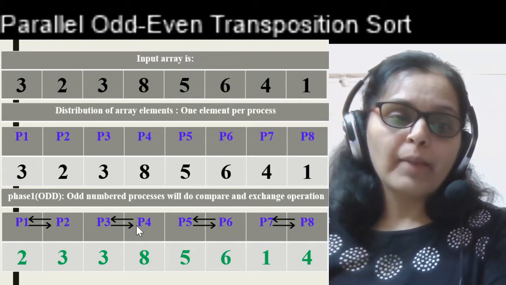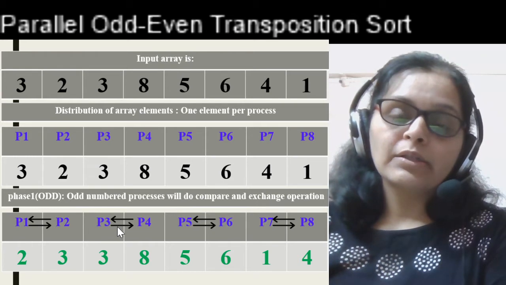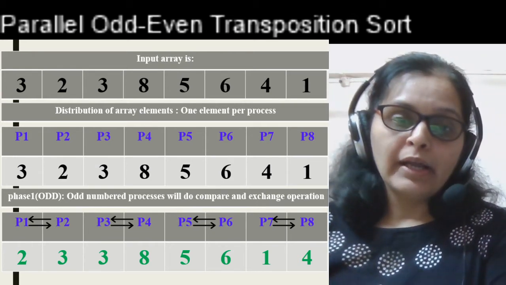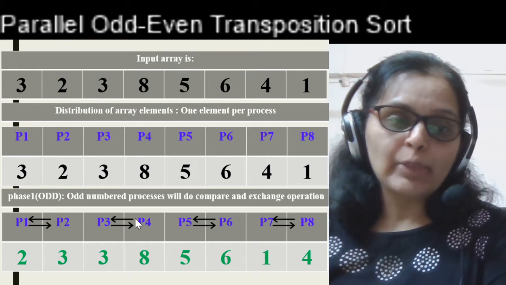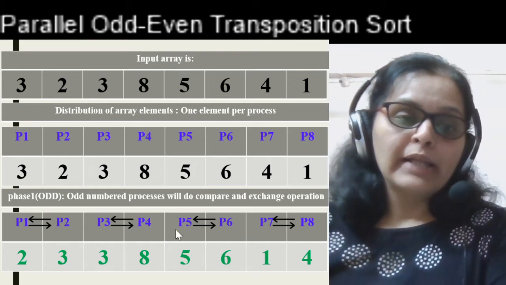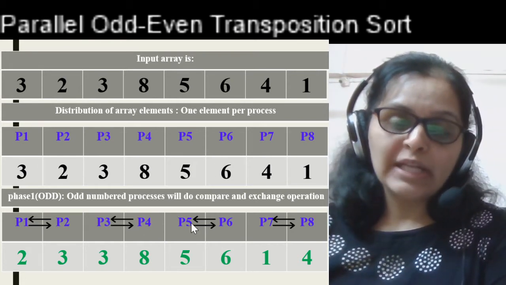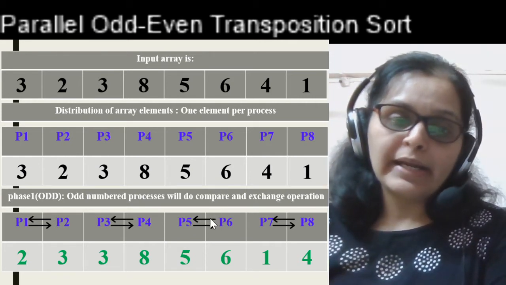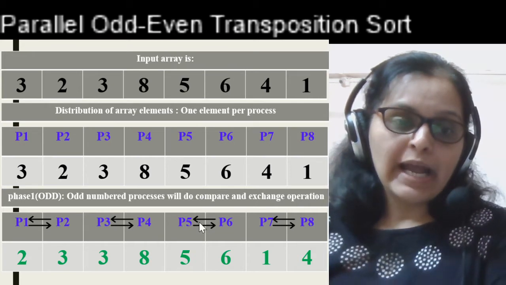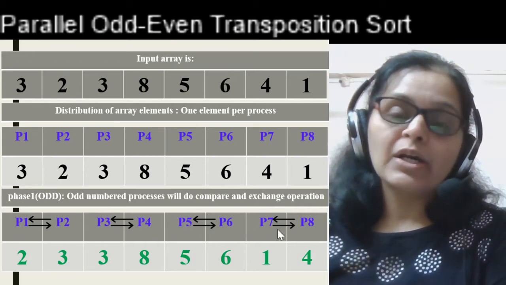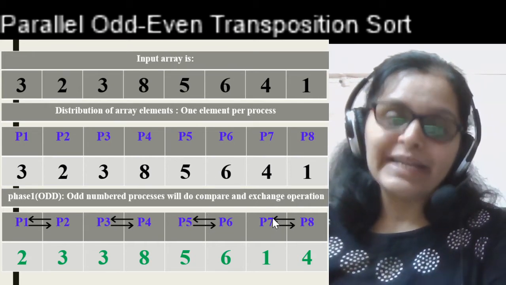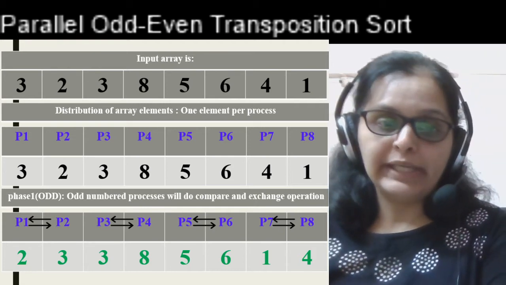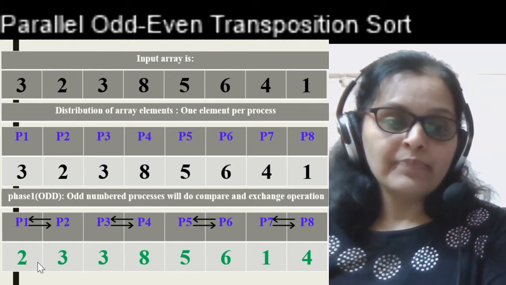So next is P3. Next odd process in the series is P3. It will do the compare and exchange operation with P4. Next odd in the series is P5. It will do the compare and exchange operation with P6. And the last process in the odd series is P7. It will do the compare and exchange operation with P8. And these are the results.